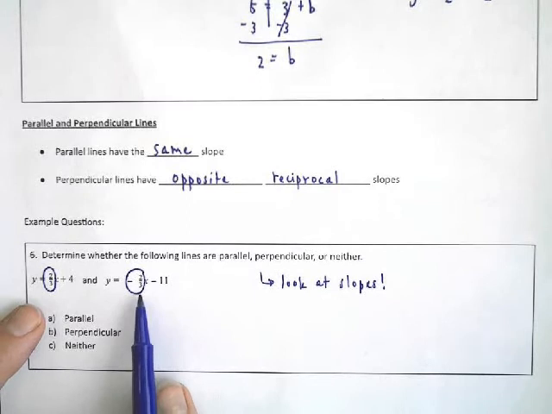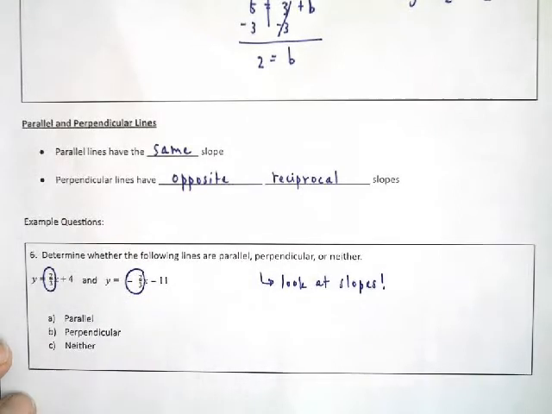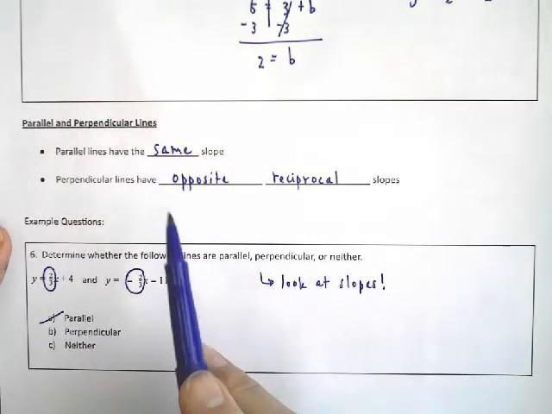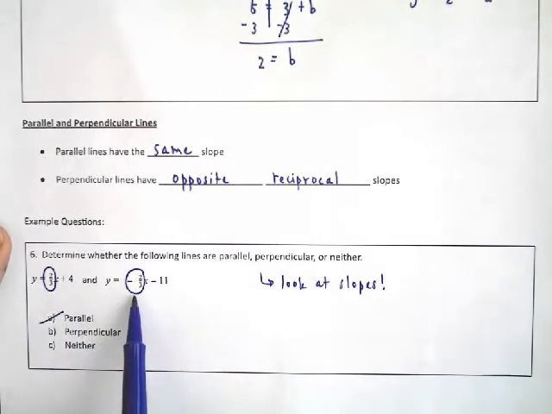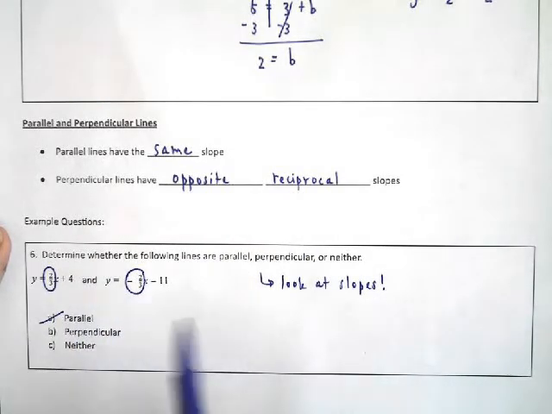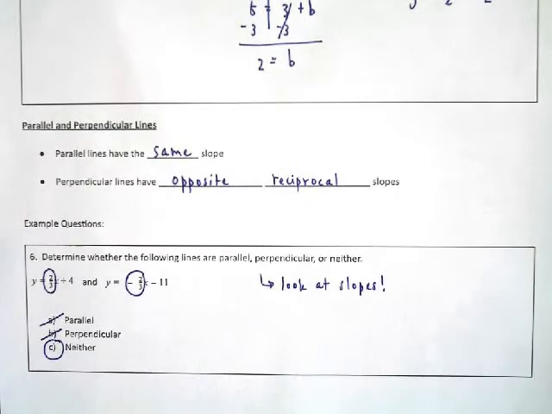Now, looking at those two numbers, I know the lines can't be parallel because those slopes are not exactly the same. One's positive and one's negative. So they can't be parallel, so I'm going to eliminate that. Now, perpendicular, we said, is opposite reciprocal. So when I look at this, these are opposites. One's positive and one's negative. But the reciprocal part, this fraction hasn't been flipped. So actually, those can't be perpendicular either. That means these are neither parallel nor perpendicular.